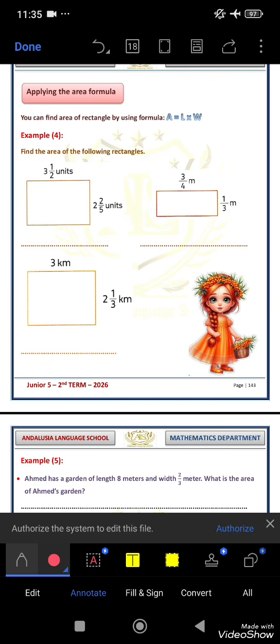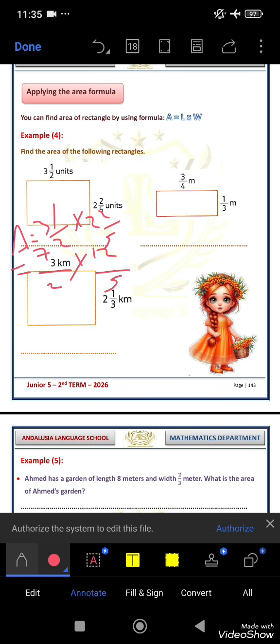Okay, let's find the area of the first one. Length times width. So, area equals 3.5 times 2 and 2 over 5. Let's change them to improper fractions. 3 times 2 is 6, plus 1 is 7 over 2, times 2 times 5 is 10, plus 2 is 12 over 5.